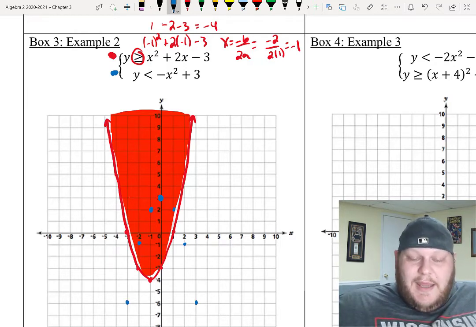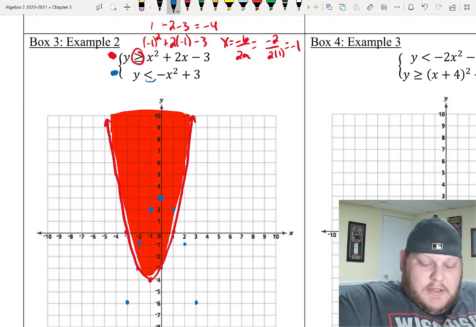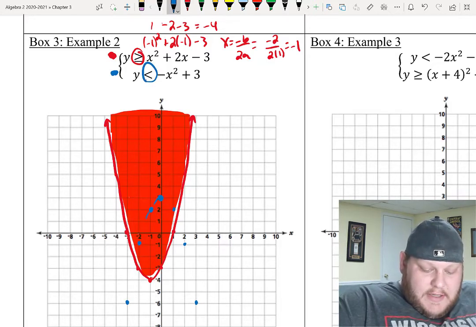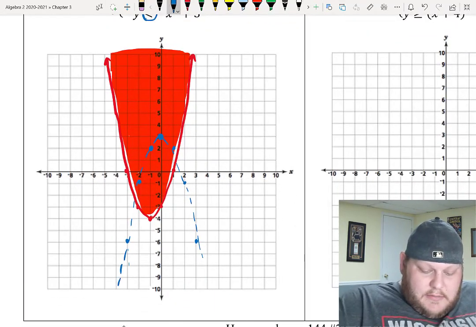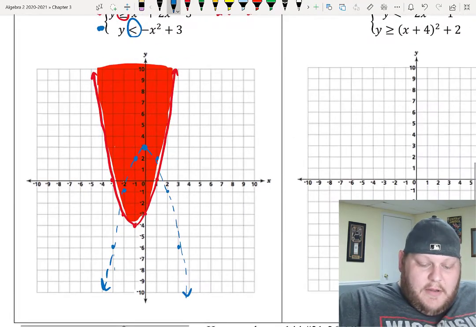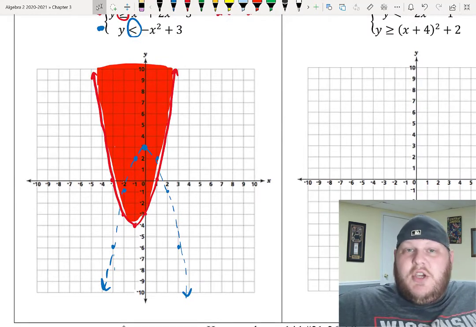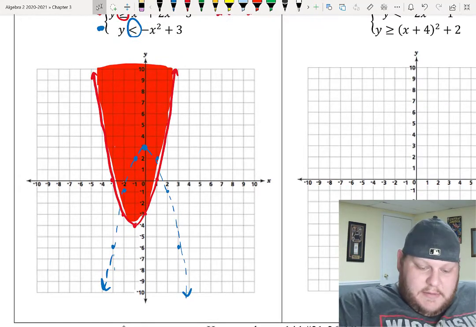That is a dotted boundary since I'm just less than. So dot, dot, dot, dot, dot, dot, dot. Arrows on the ends. Now here, because it's less than, I'm shading underneath my vertex.